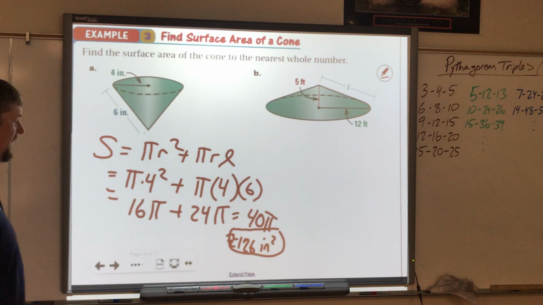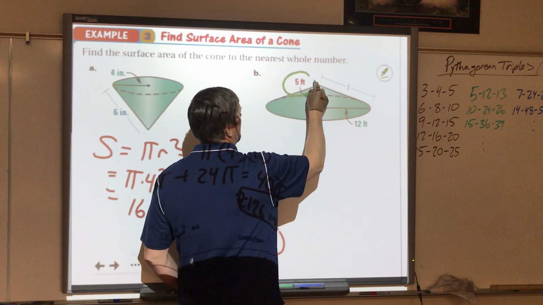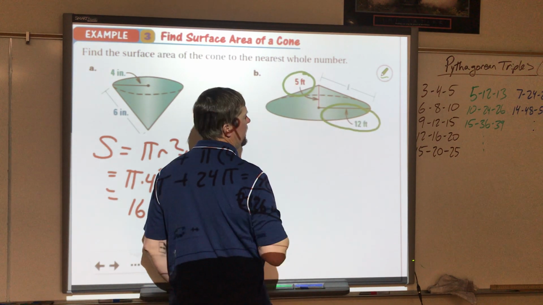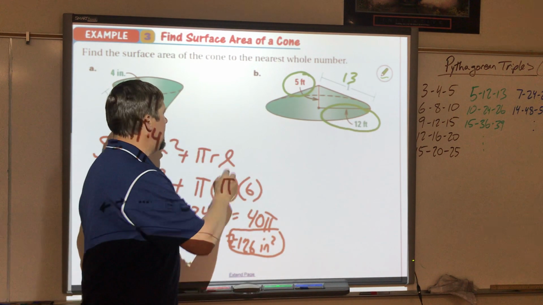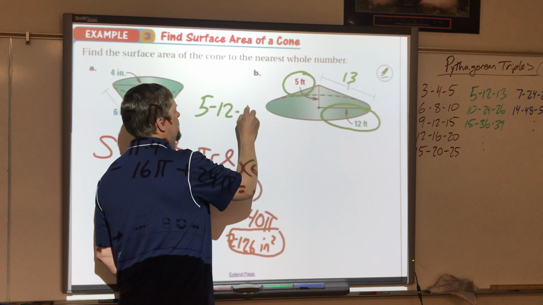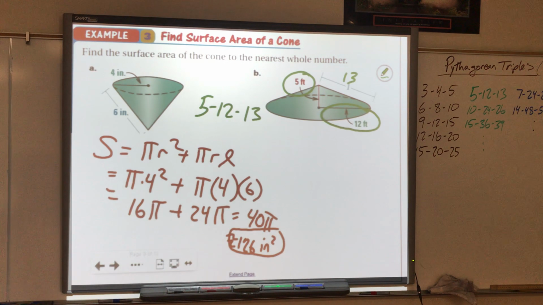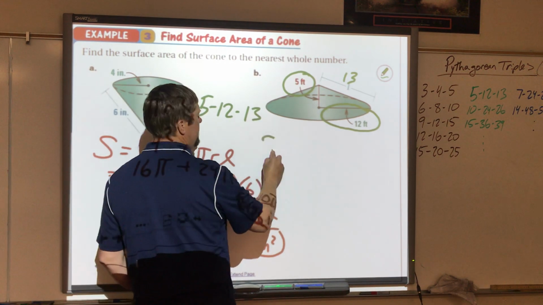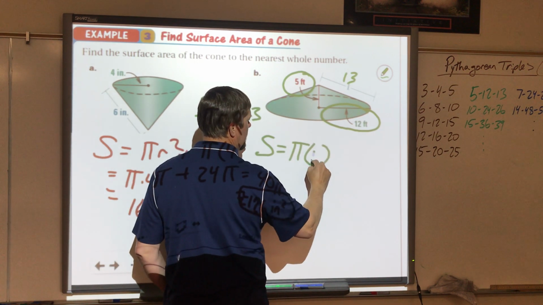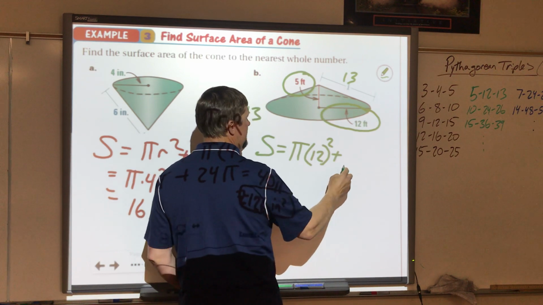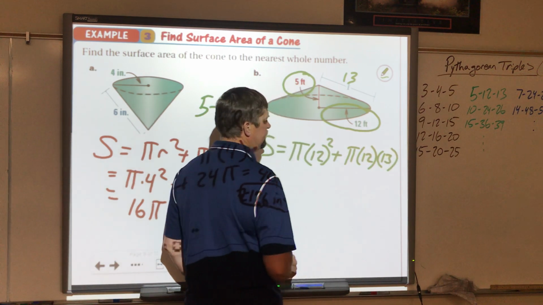All right, this time we have to figure out the slant height. And just like we did in the last problem, the height is 5, the radius is 12. This has to be 13 because 5, 12, 13 is a Pythagorean triple. You can use the Pythagorean theorem to figure that out if you have to. So we know that the surface area is pi r squared, which the r is 12, plus pi 12 times 13.